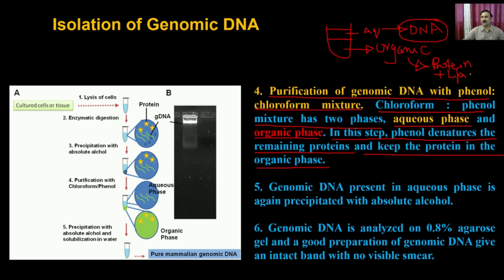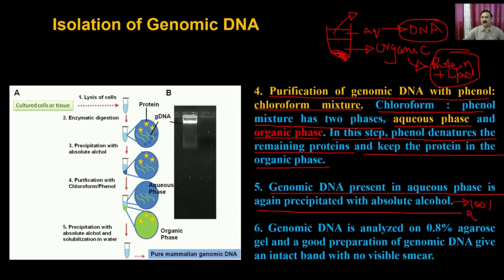Now you have to spin this, and once you spin that, the protein as well as the lipids will form a precipitate at the bottom, or they will be present within the organic phase, whereas the DNA will remain in the aqueous phase. Now you just collect this aqueous phase and again do the precipitation. The genomic DNA present in the aqueous phase is again precipitated with the help of absolute alcohol. Absolute alcohol means 100% alcohol or 99% alcohol.